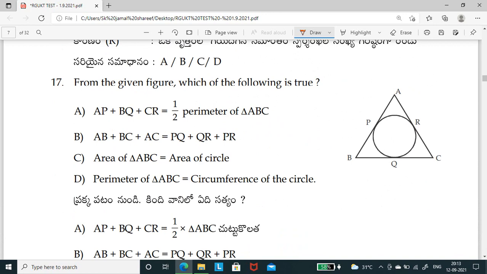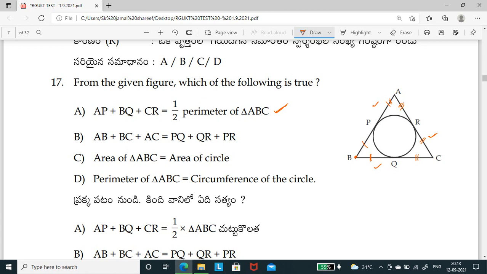Next, from the given figure, which of the following statements are true? Now let us see. In this figure, we can say that these two lengths are equal because the lengths of tangents drawn from an external point are equal. These two lengths are equal here, and these two lengths are equal. From this, AP plus BQ plus CR, so part 1 plus part 2 plus part 3, is equal to half the perimeter of triangle ABC. It is true. So option A is true, right?